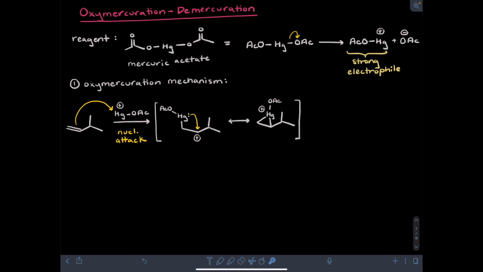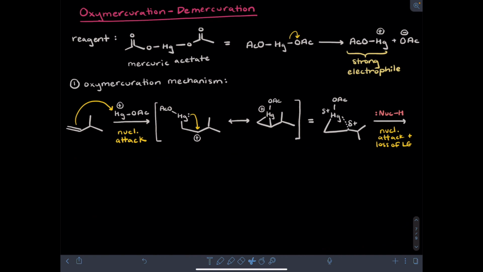There's a 3-membered ring with 2 carbons and the mercury, and the mercury now has a positive charge. In the resonance hybrid for this intermediate, the carbon-mercury bond for the more substituted carbon of the alkene would be a dotted line, and both mercury and this more substituted carbon of the 3-membered ring would have partial positive charges. This is where, in my resonance contributors, I have full positive charges.